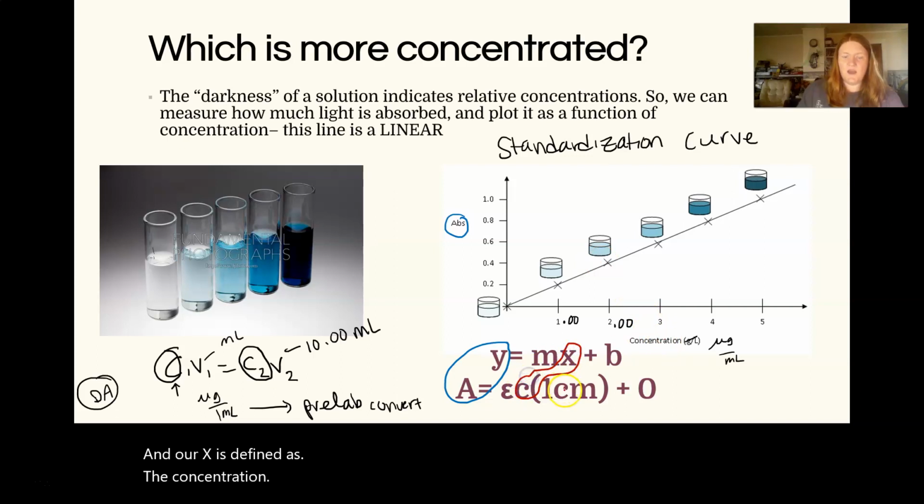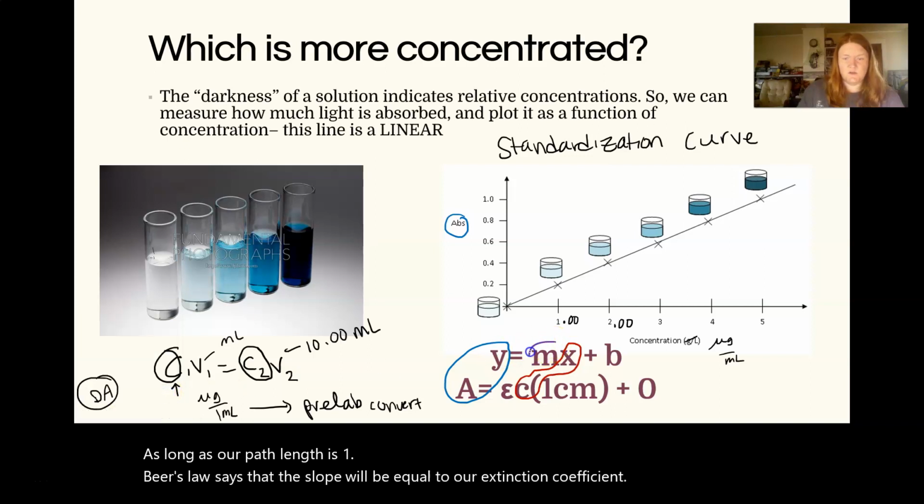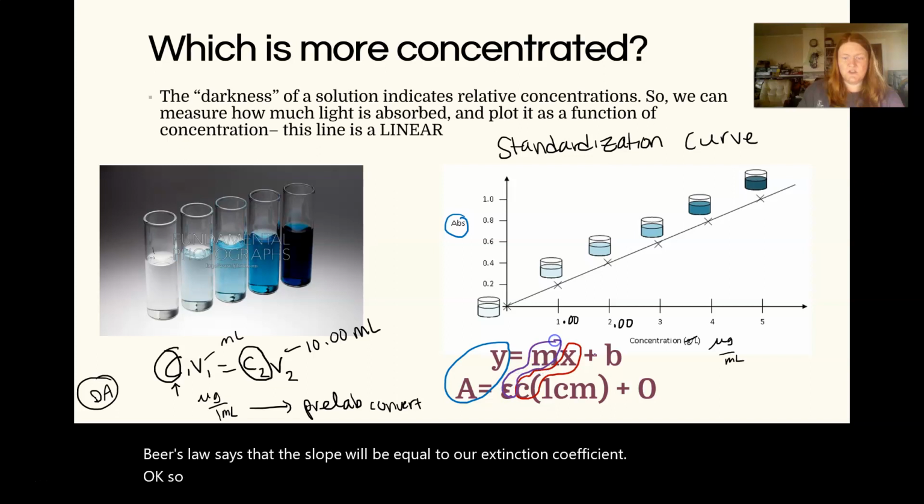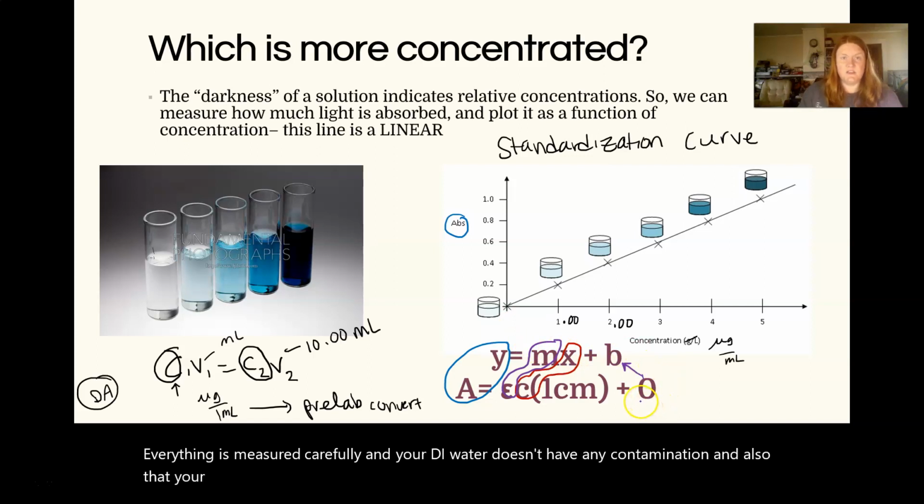As long as our path length is 1, Beer's law says that the slope will be equal to our extinction coefficient. Okay, so m is equal to our extinction coefficient. Ideally, your intercept should be 0. This is assuming that everything is measured carefully and your DI water doesn't have any contamination, and also that your calibration for your blank is accurate. So in the next video, I'm going to show you how to do those things so you're prepared for lab.